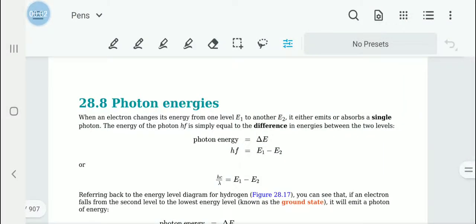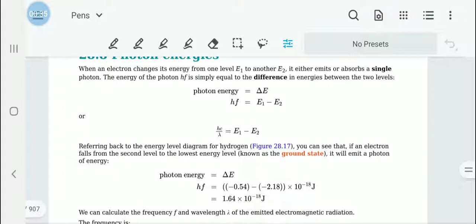Chapter 28, Theory Video 7. We are going to discuss the photon energies. So we saw earlier that when electrons change their energy level from one to another, they will either absorb or emit a single photon. The energy contained in that photon is going to be exactly equal to the difference in energy levels between the two levels. So that is what we understood as well.